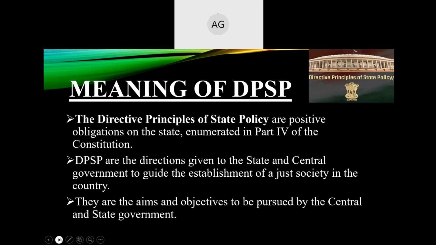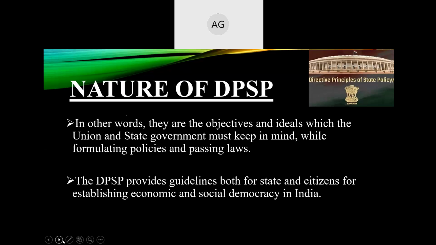So, students, when I speak about directive principles of state policy, these provide guidelines to the state on how the government should work. They help the citizens of the country to keep a check on the government, whether they are following the rules and principles stated by the constitutional framers. So, in short, directive principles of state policy are the objectives. They are considered to be the guidelines.